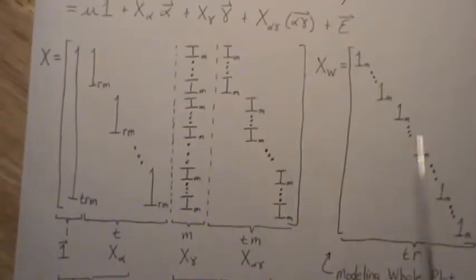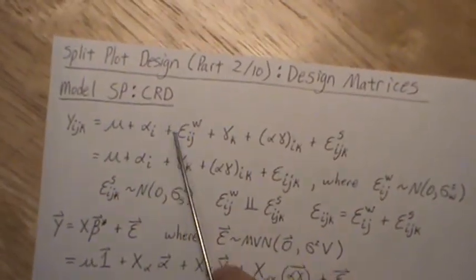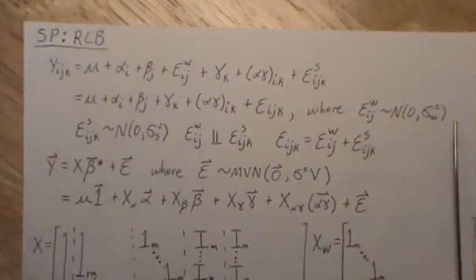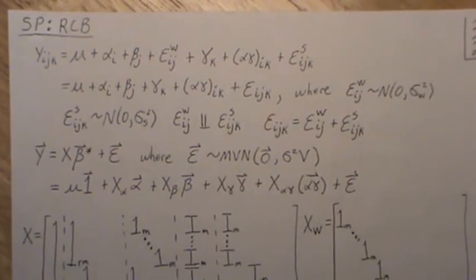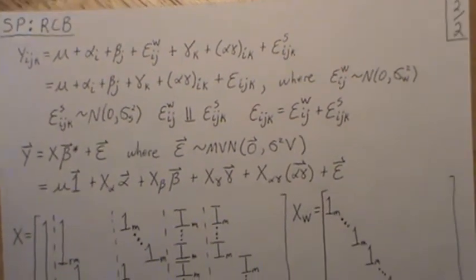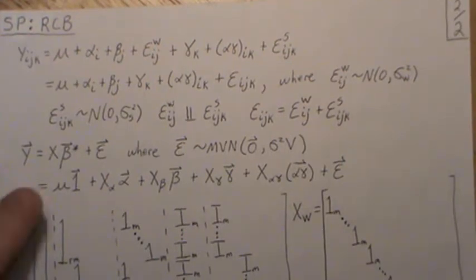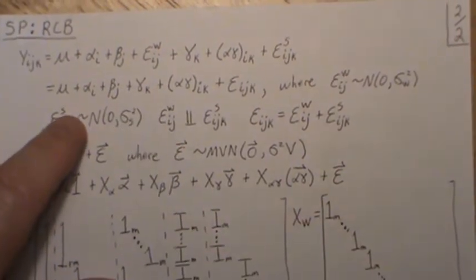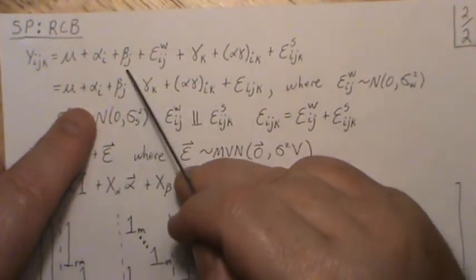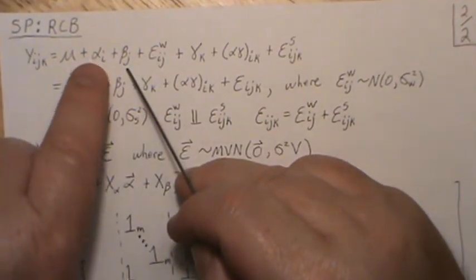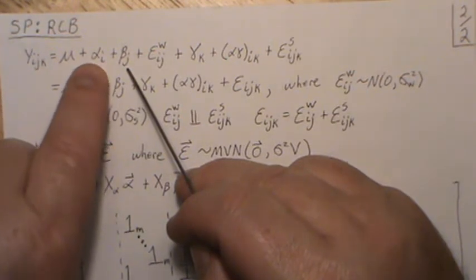Okay, so this is the design matrix for the split plot completely randomized design. Now the split plot randomized complete block design, that means in our first randomization of the first factor, the whole plot factor, we're doing it in a randomized complete block design. So we have blocks, and then within those blocks we sprinkle each one of the levels of the factor.